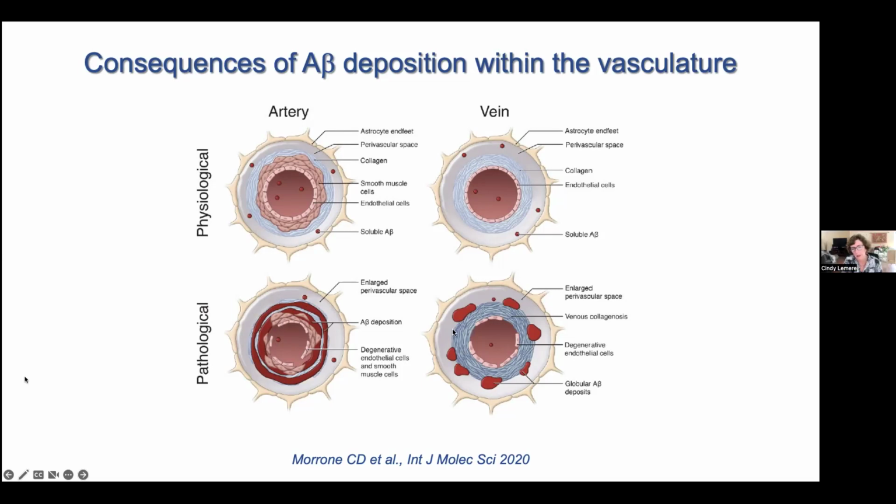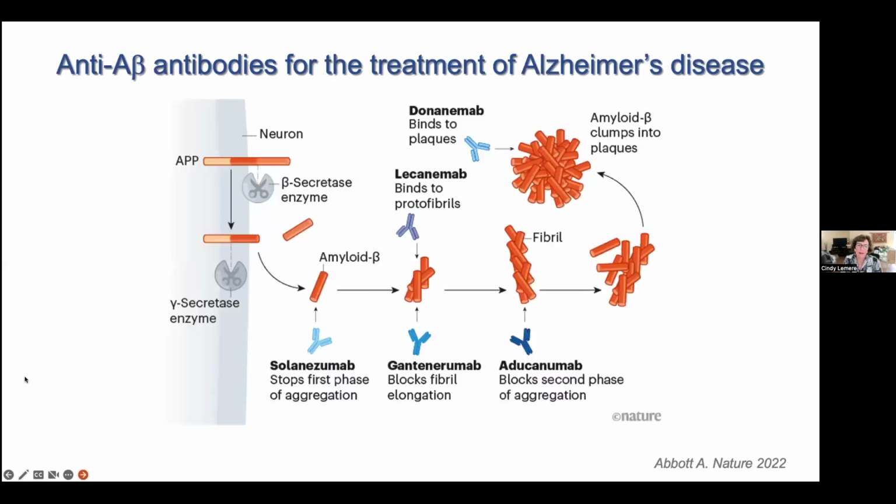And in veins, when amyloid accumulates, it typically accumulates as these clumps in the perivascular space on the outside of the collagen layer. The collagen layer gets enlarged, and you again see this disruption of the endothelial layer. And this will become important later on in my talk. I'll show you why.